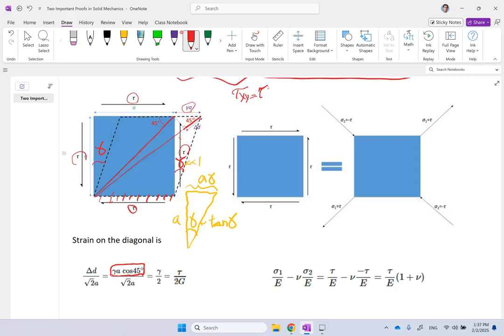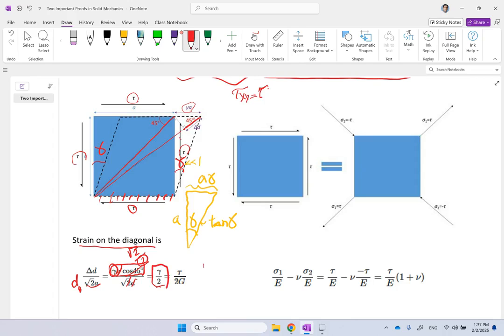And how much is the original length of the diagonal? Well, if it's A and A, the diagonal is square root 2 times A. This is D naught. So delta D over D naught, or strain in the diagonal, is going to be gamma A cosine 45 over square root 2 A. This A and this A cancel. And cosine 45, as you know, is square root 2 over 2. If you simplify this, the square roots cancel, this 2 comes to the denominator, and gamma stays, so it's going to be gamma over 2. So gamma over 2 is the strain on the diagonal.